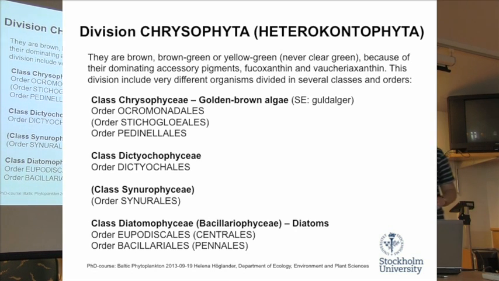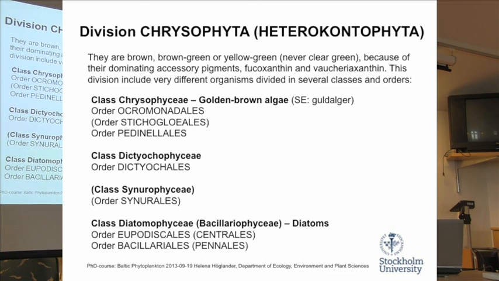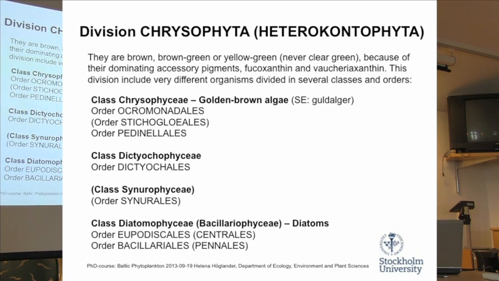And in this group, we have one of the most important groups in the Baltic, and that's the Diatoms. And also we have some other classes that are belonging to this group. So it's the golden brown algae and this Dictyochophyceae. It's just occurring in the southern part of the Baltic. It's mainly a west coast species occurring in Kattegatt and Skagerrak.